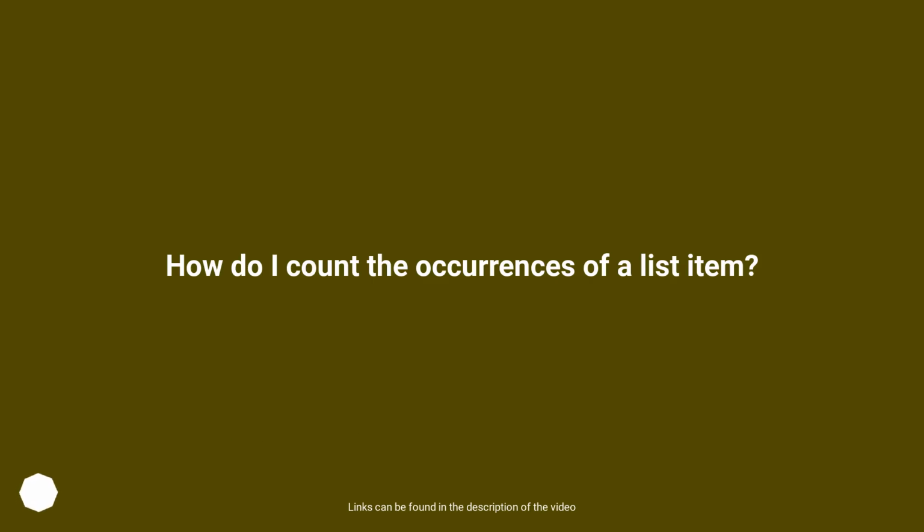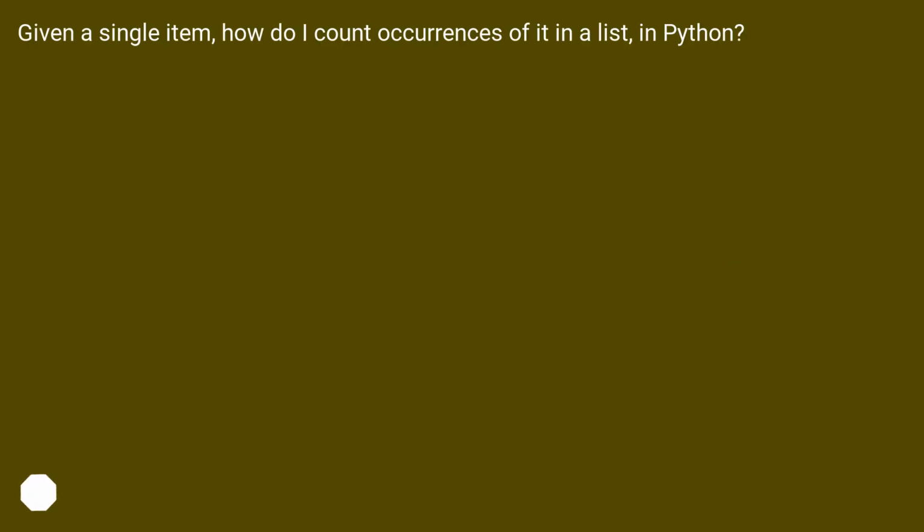How do I count the occurrences of a list item? Given a single item, how do I count occurrences of it in a list, in Python?